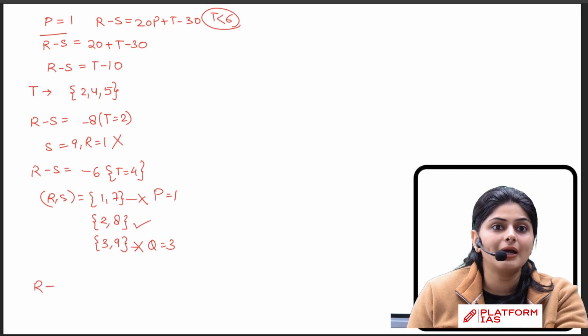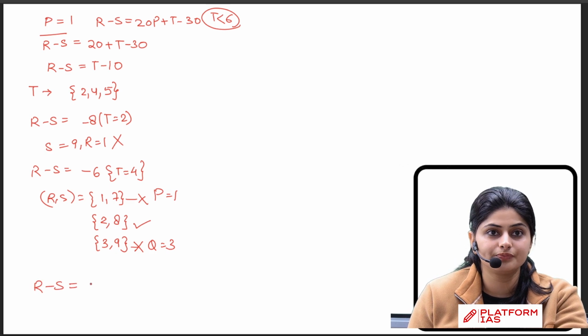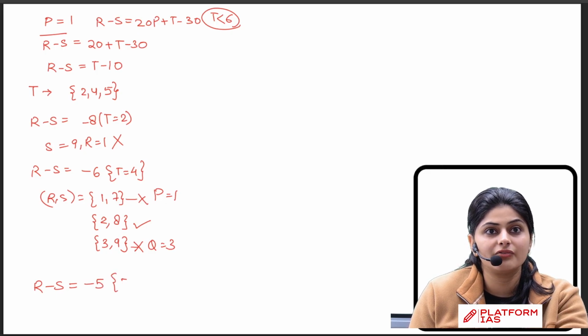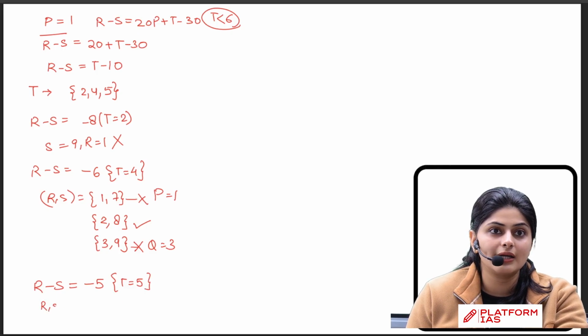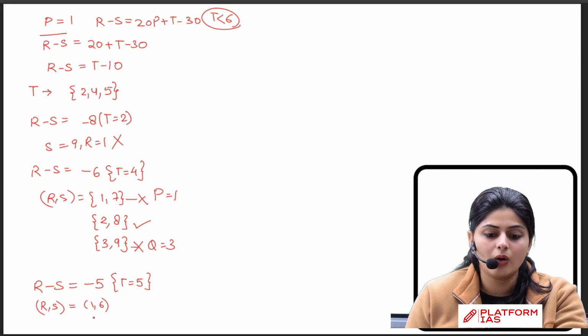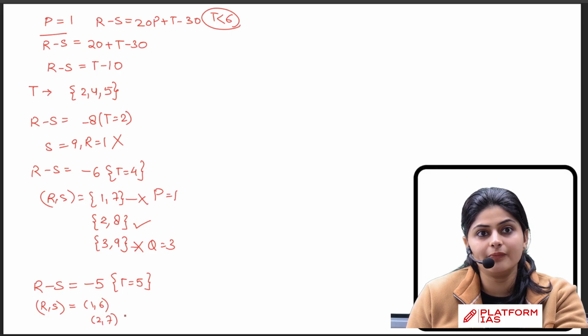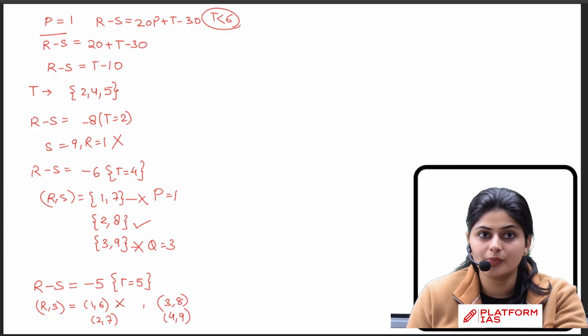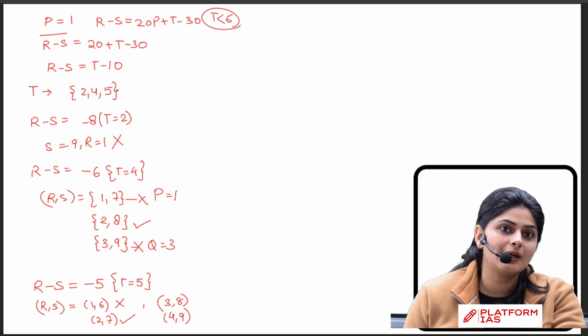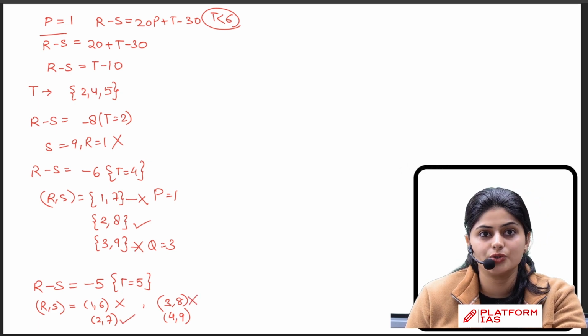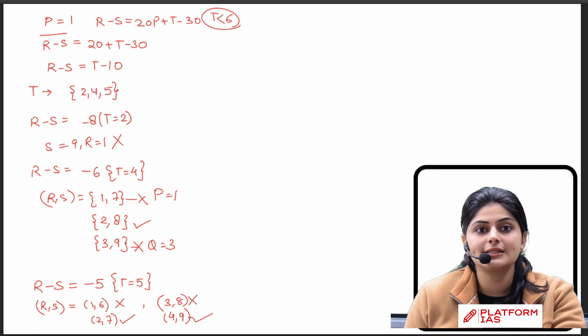Now if r minus s is equal to minus 5, if we take t as 5, then what will be the value of r and s? Possible values of r and s can be 1 and 6, or 2 and 7, or 3 and 8, or 4 and 9. This cannot be. Why? Because p is 1. This can be the solution. This again cannot be the solution because q is already 3. This can be the solution.